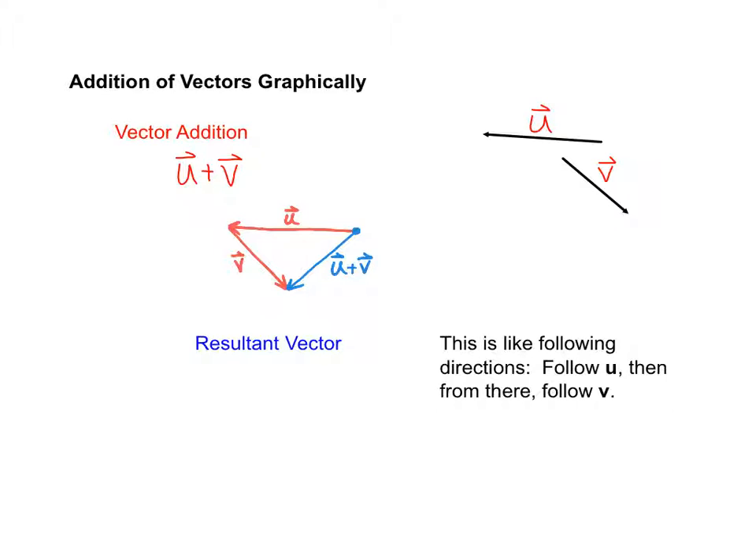This could also be two different forces. Maybe one person is pushing on something with this amount of force in this direction. Another person is pushing on the same object but pushing it this direction with a little bit less force. Where is that object going to move? Well, it's going to move along that path with a certain amount of force. That's the end result. Okay?